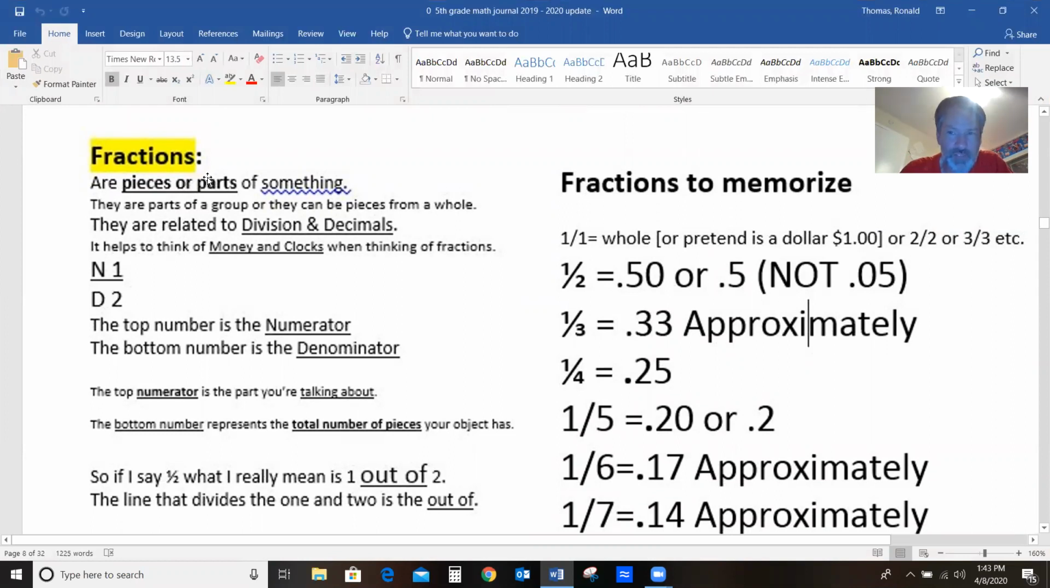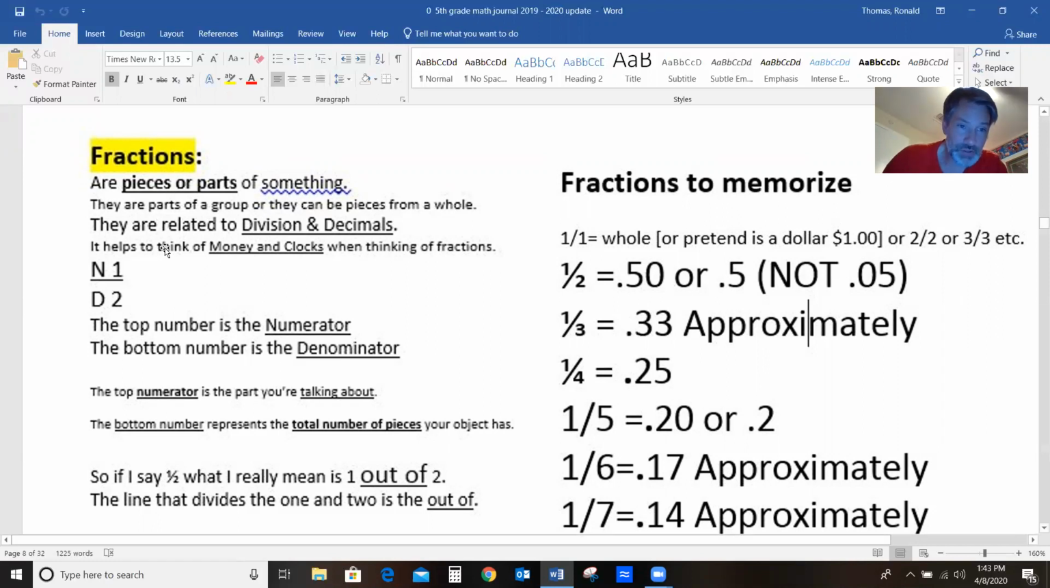If you want a non-fancy definition, think about it. If you fracture your arm and break it into pieces, you fractured it. Get it? Fraction. It's in pieces, parts. They are parts of a group, and they can be pieces from a whole. It's true. They are related to division and decimals big time. Every fraction, remember, is really a division problem.